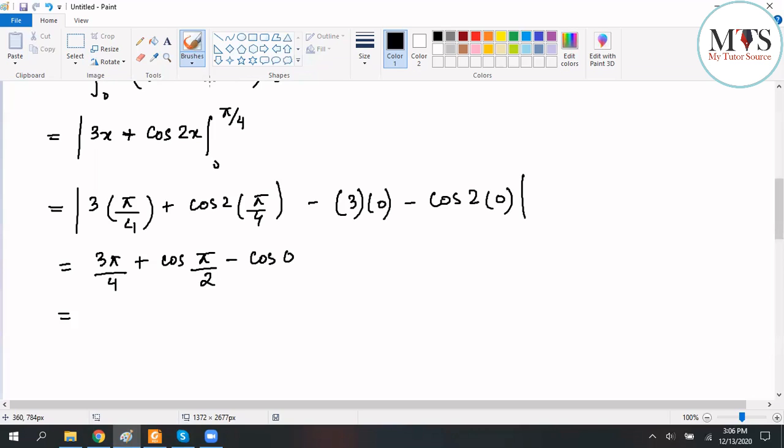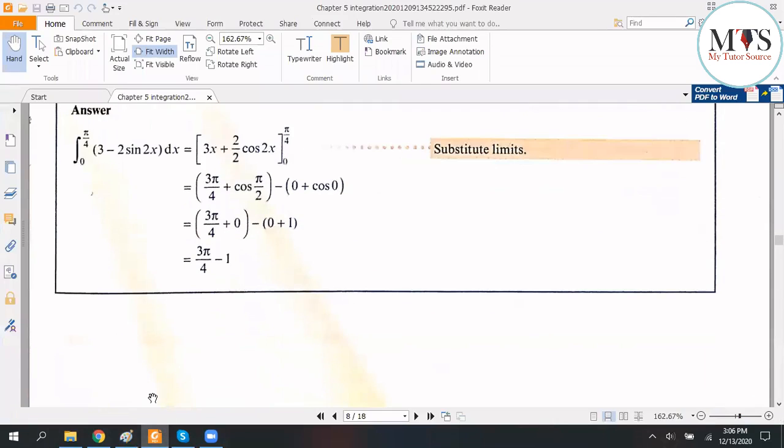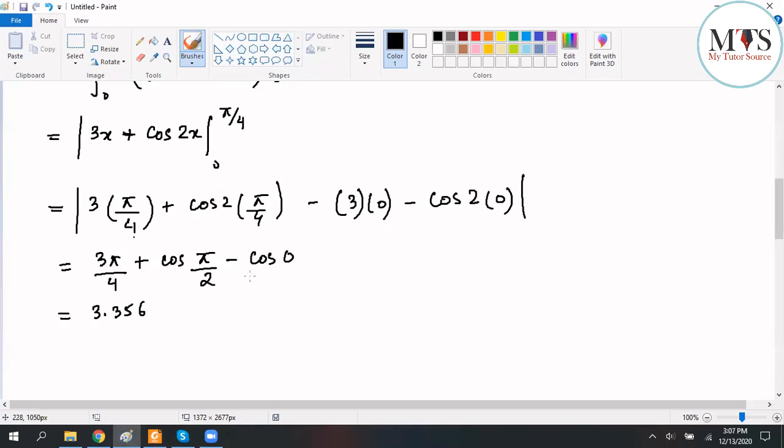3.356. See? Oh, no, no, no. I added one. It's supposed to be subtract. Yeah, it's 3 pi by 4 minus 1.